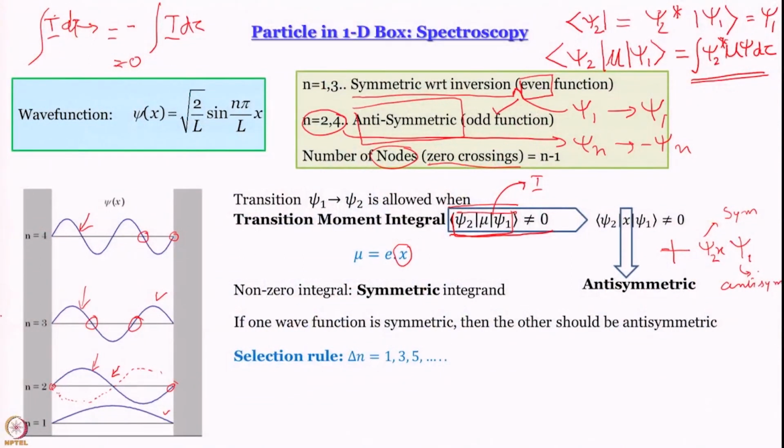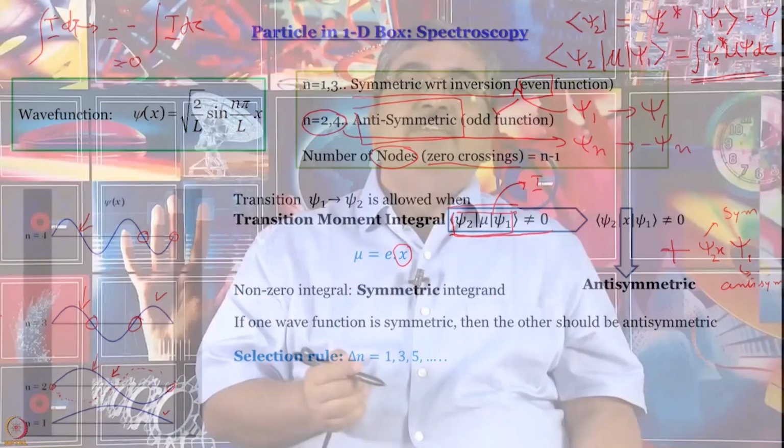What happens if I want to go from say psi 1 to psi 3? Psi 1 is symmetric, x is antisymmetric, psi 3 is symmetric. So, psi 1 x psi 3, the whole thing is antisymmetric. So, that integral vanishes and that transition is not allowed.